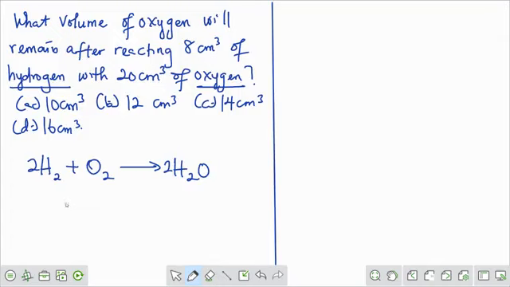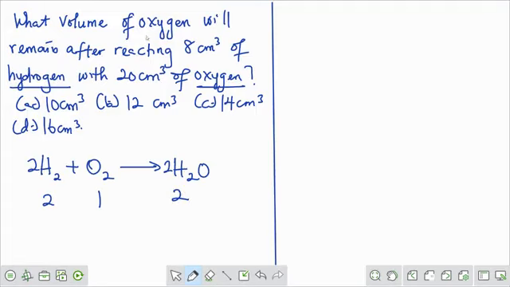Now this is what you'll be doing before you use the volume they give us. You will say we have initial volume, initial mole. You'll be using mole for them. We have 2 moles of hydrogen, 1 mole of oxygen, and 2 moles of water.